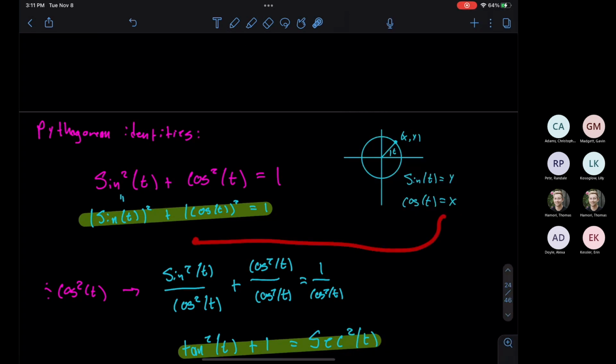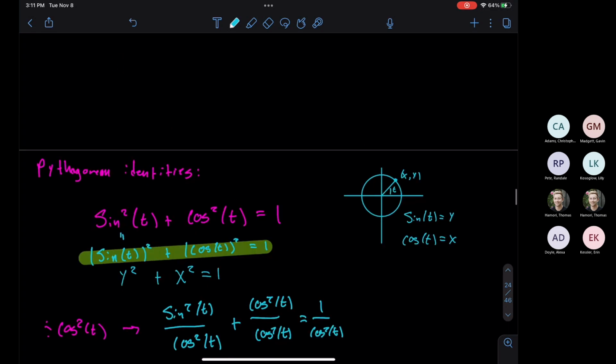Okay, so what do we have here? Sine of t squared. What's that? That's just y squared. Plus cosine of t squared. What's that? It's just x squared. So of course this is going to be equal to 1, right? Because we're talking about the unit circle here. Okay, so sine squared t plus cosine squared t is equal to 1.